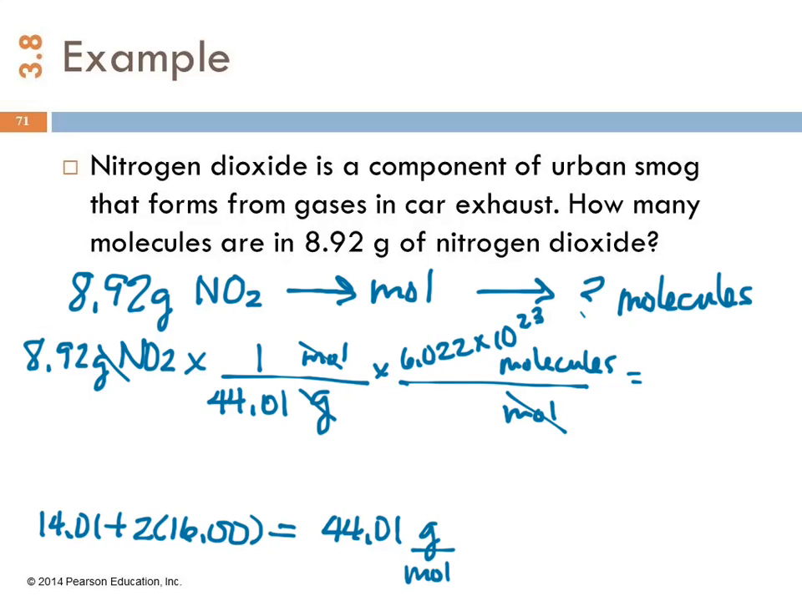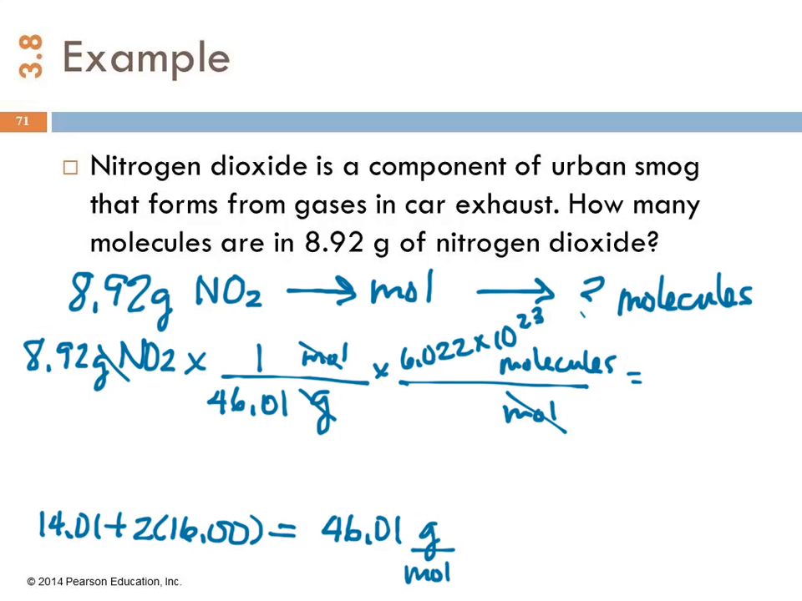I did that wrong, didn't I? 16 times 2 plus 14.01. Yeah, it's 46. 44 is the molar mass of carbon dioxide. Sorry about that. 46. Let's fix this guy. 8.92 divided by 46.01 times. Yeah, I already screwed up. I need my real calculator.